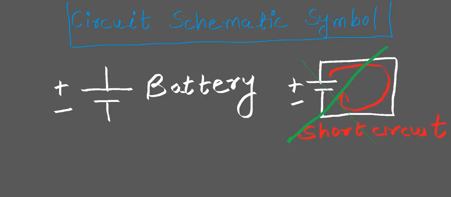Another thing to note here is that the positive terminal of a battery is called cathode and the negative terminal of a battery is called anode. Okay. So let's move on to the ground, the concept of ground.